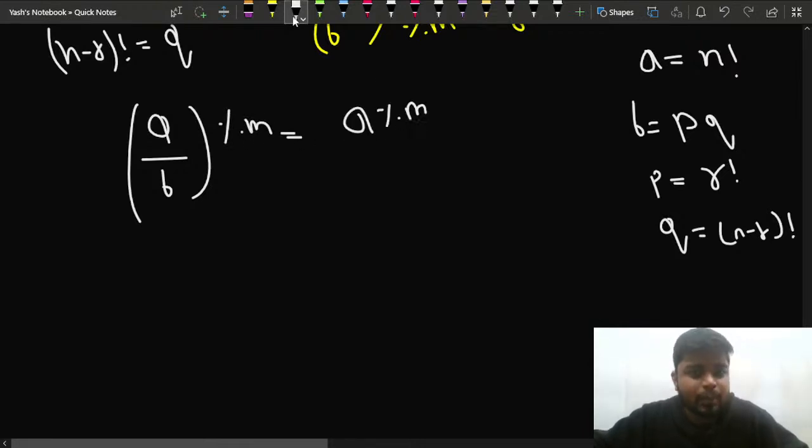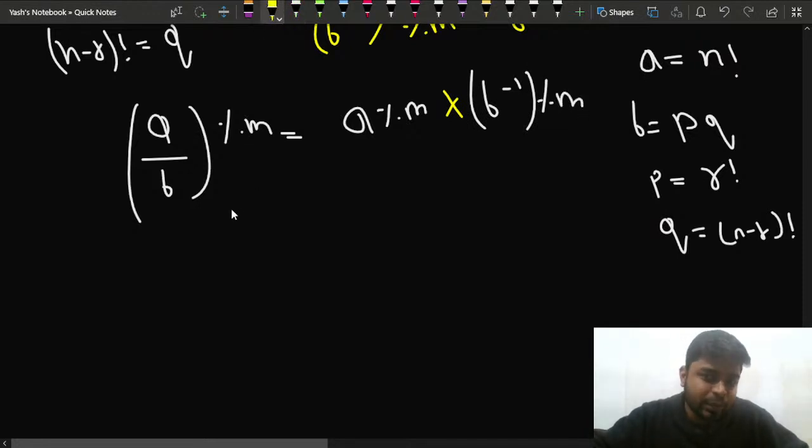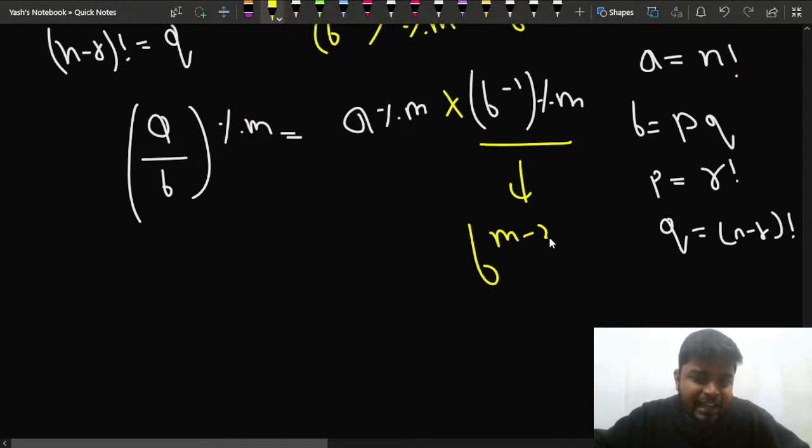This would be a mod m, and you simply multiply it with b to the power minus 1 mod m, right? And as I told you, this particular part would be the same as b to the power m minus 2.